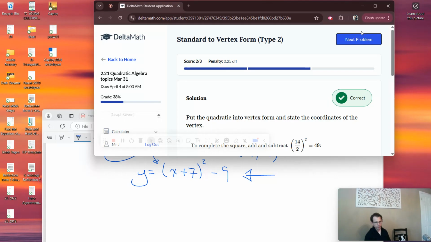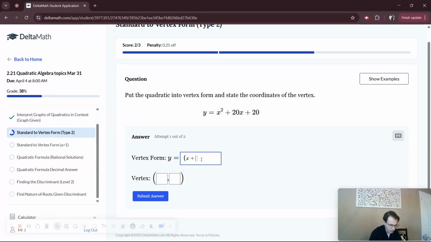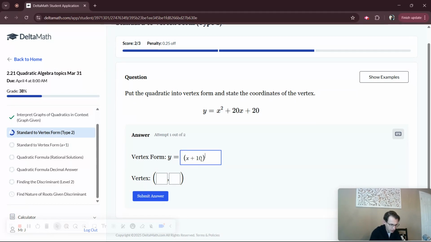Let's do one more. This time I'm just going to do it, okay? So that's 10. y = (x + 10)² + 120. The vertex is at (-10, 120).